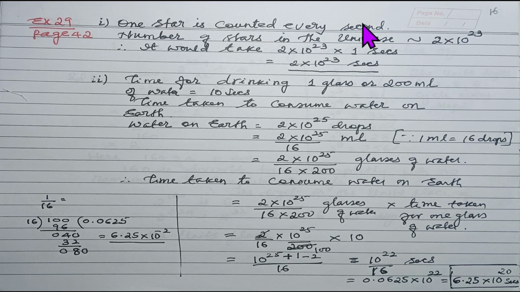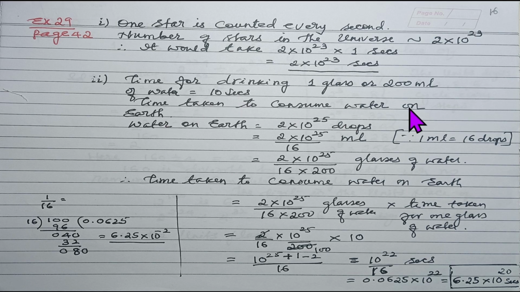Now one star is counted every second. The number of stars in the universe is approximately 2 into 10 raised to 23. Therefore the number of seconds required is 2 into 10 raised to 23 into 1 second, that is 2 into 10 raised to 23 seconds. That is the answer. Now the time for drinking 1 glass of water, or 200 ml of water, is 10 seconds.